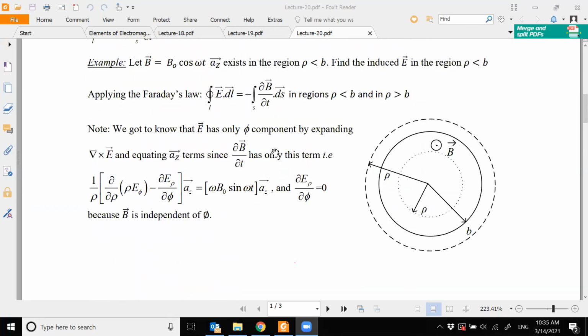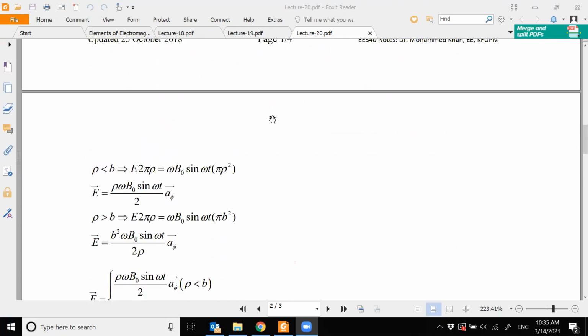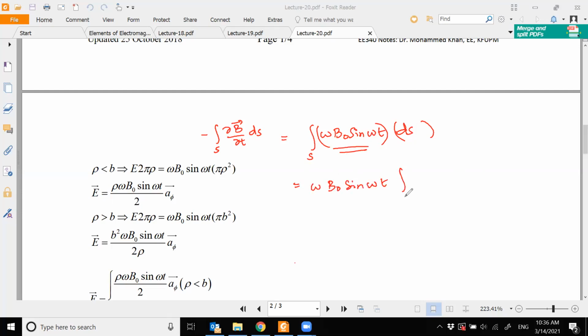Now, integrating over the surface, if you see here, my ∂B̄/∂t is a constant. If my ∂B̄/∂t is a constant, then I can simply take it out. So it is minus the integral over the surface of ∂B̄/∂t times dS. And this becomes the integral over the surface of ωB₀. So minus into minus, it will become plus ωB₀ sin ωt dS. This will be a_z and this will also be a_z, so a_z dot a_z will go away. And this is a constant, and this constant I can take outside: ωB₀ sin ωt times the integral over the surface dS.